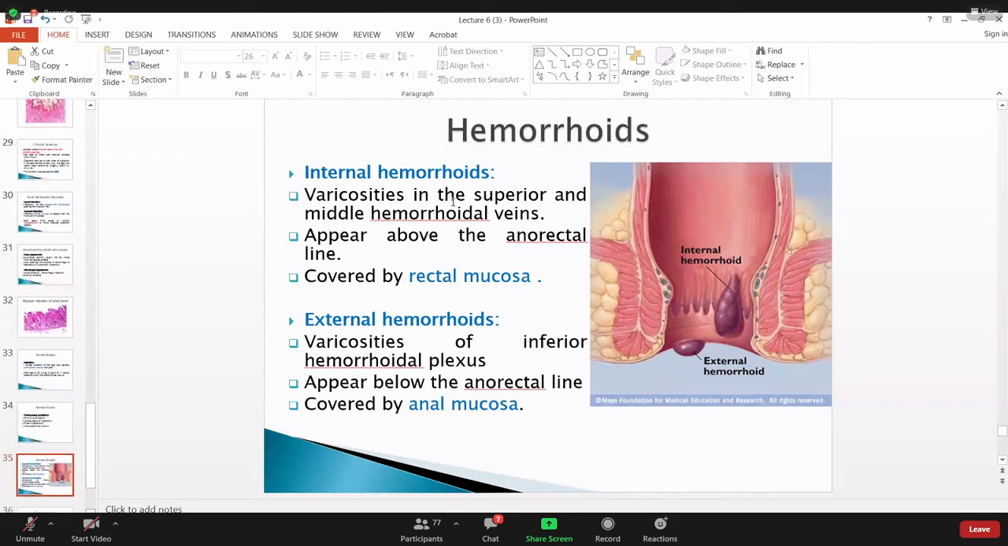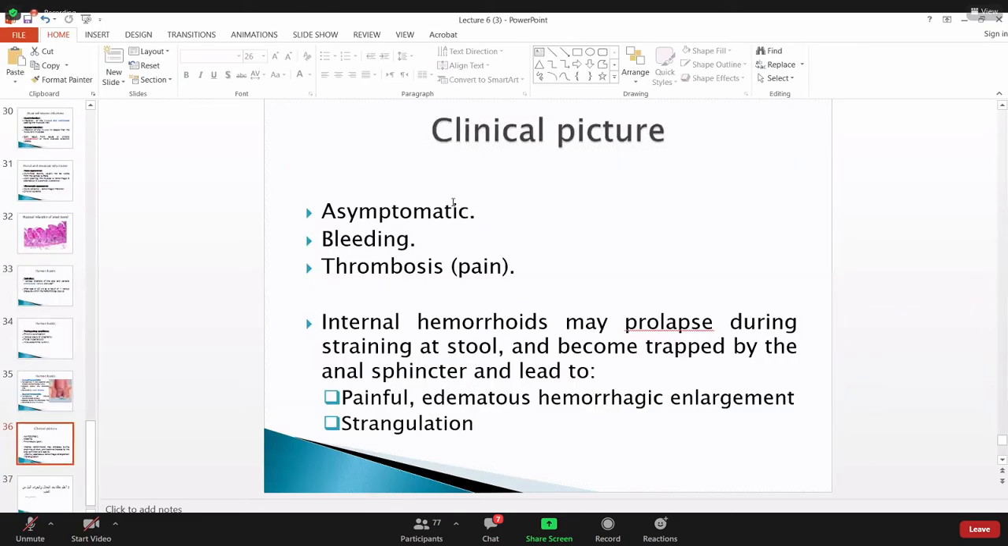They could be asymptomatic. The most common presentation is painless bleeding. When stool is passed, blood is passed too, in people who have hemorrhoids. When do they become painful? When thrombosis occurs inside the veins, especially when they become very severely dilated with stasis of the blood, thrombosis develops.